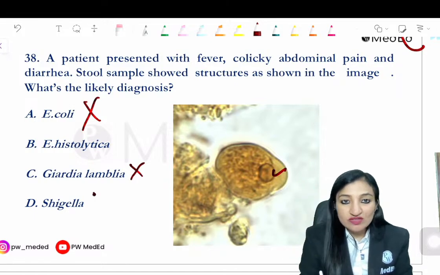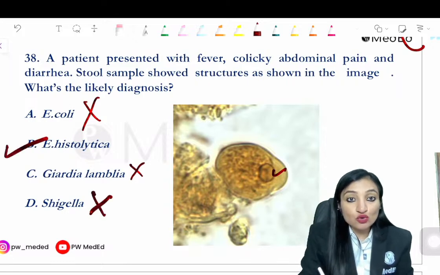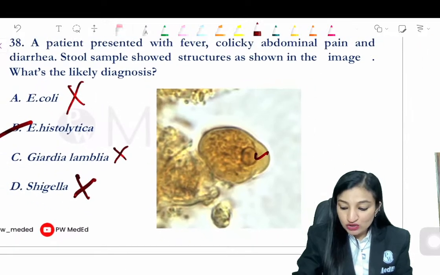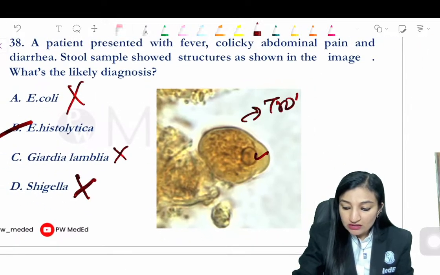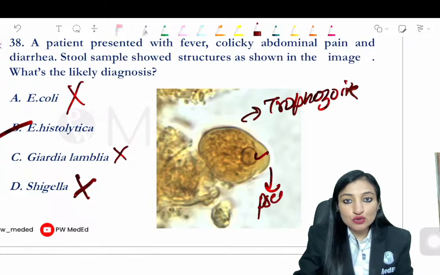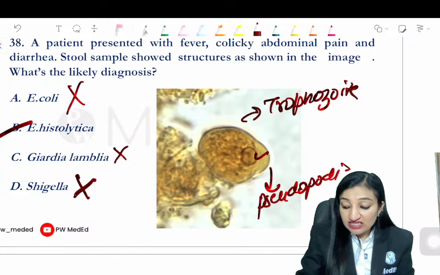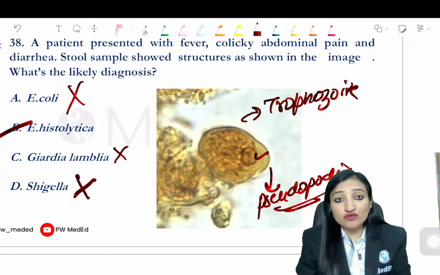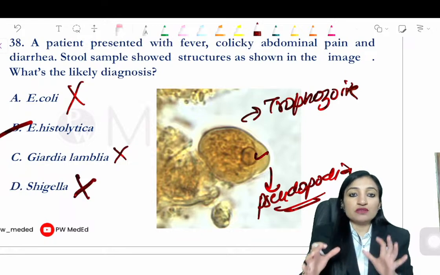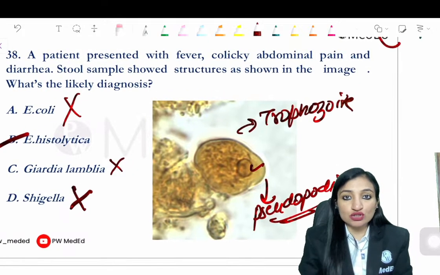Then it is obviously not Shigella. So what is this? This is nothing but the trophozoite form of Entamoeba histolytica. And what is this? This is the pseudopodia. Pseudopodia are nothing but the cell membrane extensions of certain protozoa like Entamoeba histolytica, which help in their motility or movement.